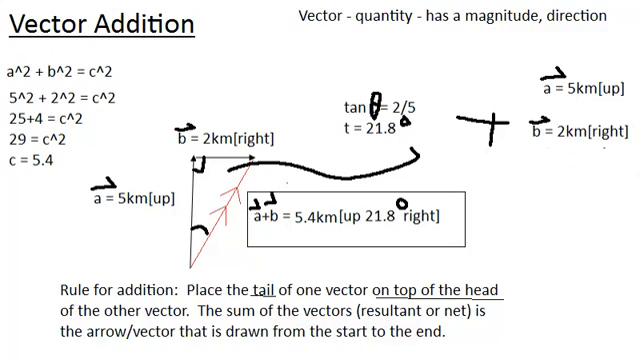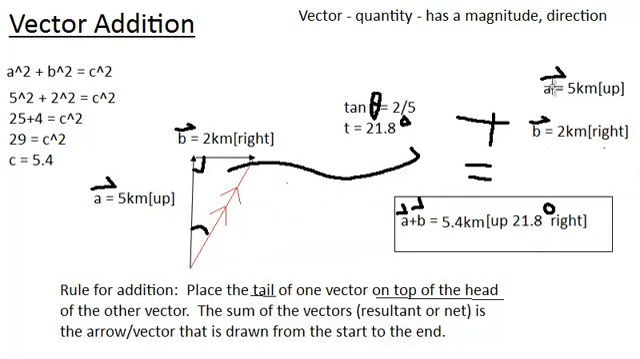The answer equals, now I'm going to draw a little equal sign, equals this. So a vector that goes 5 kilometers up, added to a vector of 2 kilometers going right, we get the total vector, the resultant vector, or net vector, whatever you want to call it, of 5.4 kilometers up 21.8 degrees right. And that is how you add vectors in 2 dimensions.